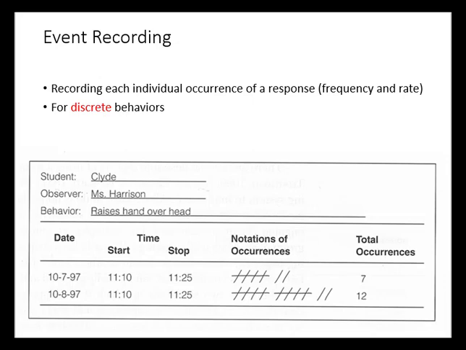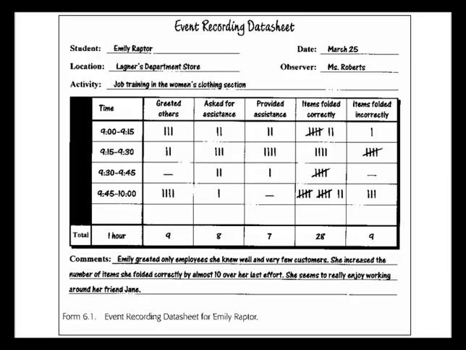It's probably the most commonly used recording system because it's fairly easy to use, straightforward to interpret, produces data that can be easily graphed, and is relevant to many behaviors that educators and clinicians are interested in. On the next few slides, I'll show you some data sheets that allow you to use event recording.